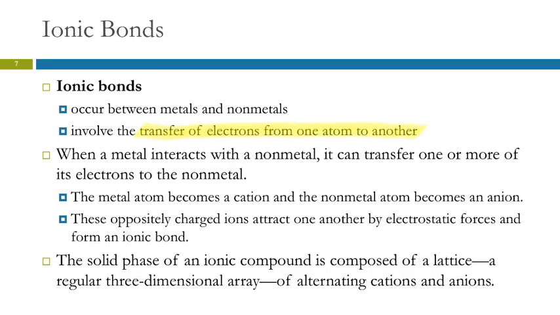Now we have positive and negative charges on the particles, and those are attracted to each other like magnets. They stick together. So the solid phase of an ionic compound is composed of alternating cations and anions. They arrange themselves in a way that they maximize attraction and minimize repulsion.